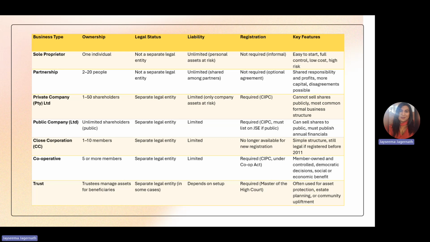A trust is put into place because there's a need to protect beneficiaries. It has a separate legal entity, and the liability depends on how we set it up. You do require a master by court, and it's usually formed when there's a need to protect assets. So if you have minor children, and you want to protect their interest in case you are no longer here, then a trust is set up to manage those assets until such age they can reap the benefits and then take ownership of the trust.